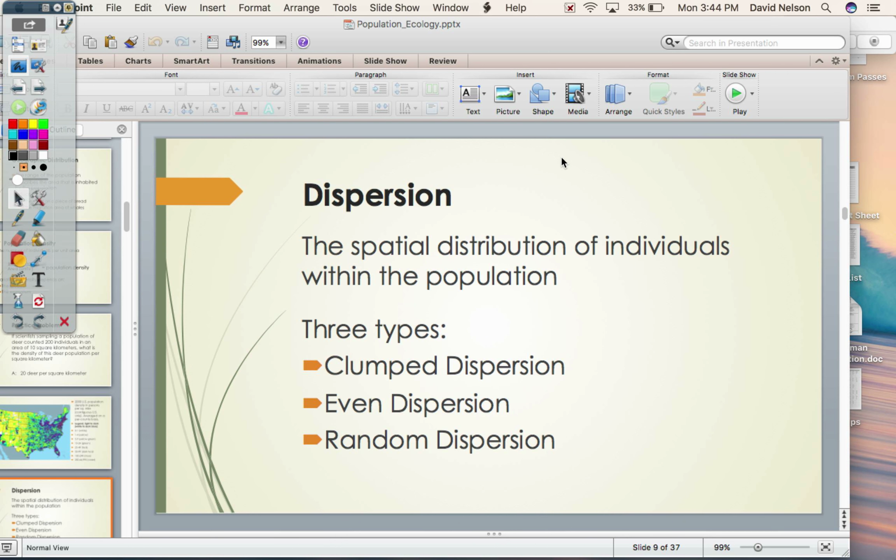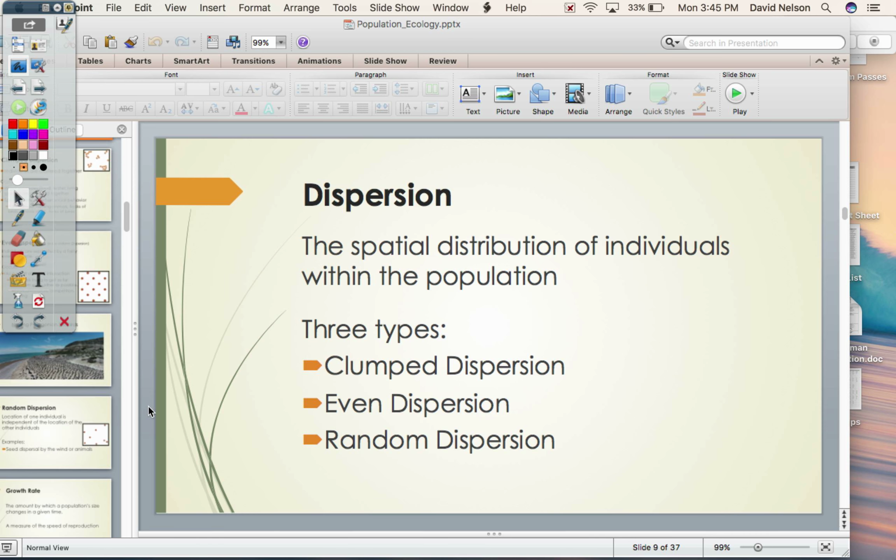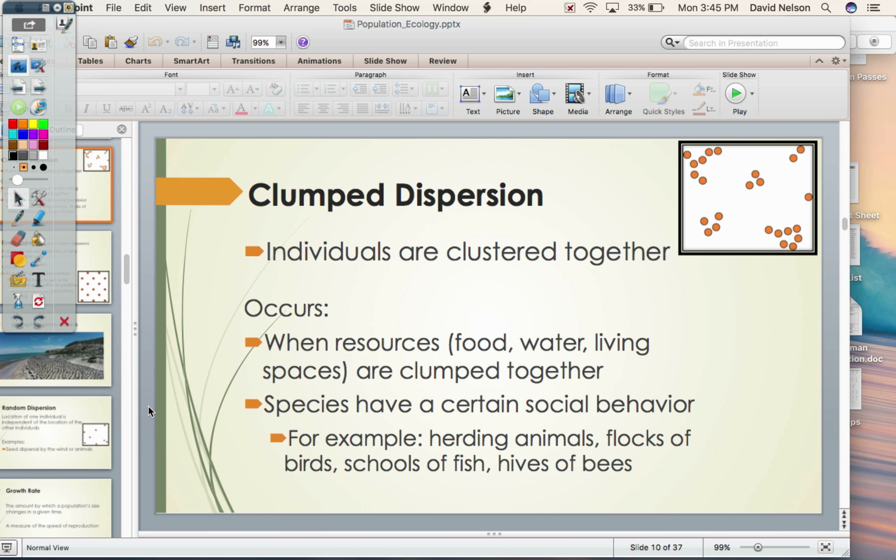Our next characteristic we're going to look at is dispersion. Dispersion is how we are spread out within the density of our population, so the spatial distribution of individuals within the population. And we have 3 types of dispersion. We have clumped dispersion, or you might hear me say clustered dispersion. We have even dispersion, and we have random dispersion.